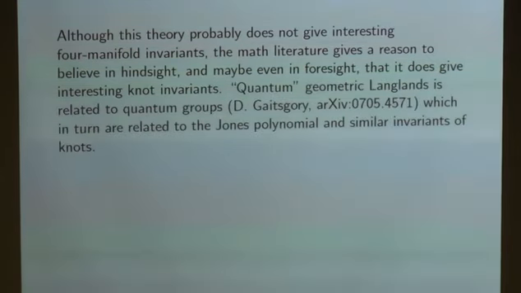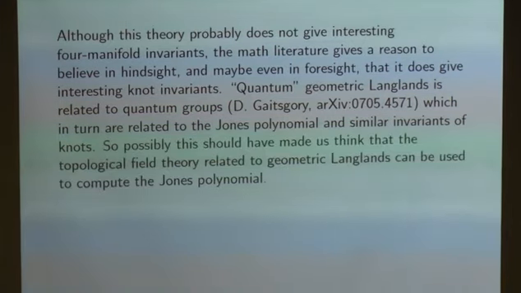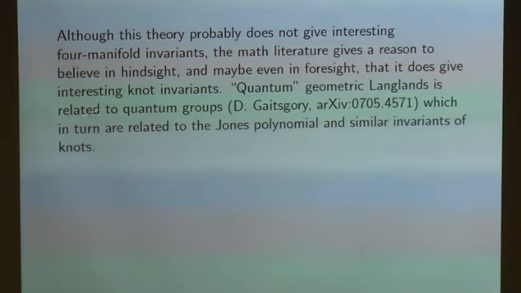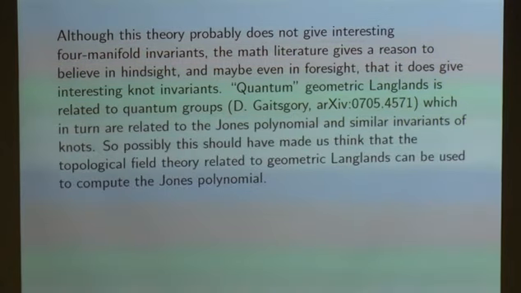So there's something called quantum geometric Langlands, which to a physicist means that you put on the gauge theory a theta angle and N=4 super Yang-Mills. As a physicist, I've done more quantum duals before, but anyway, in the math literature, it's quantum geometric Langlands, and it's been related to quantum groups. But quantum groups are related to the Jones polynomial and similar invariants of knots. So possibly this should make us think that the topological field theory related to geometric Langlands can be used to compute the Jones polynomial.